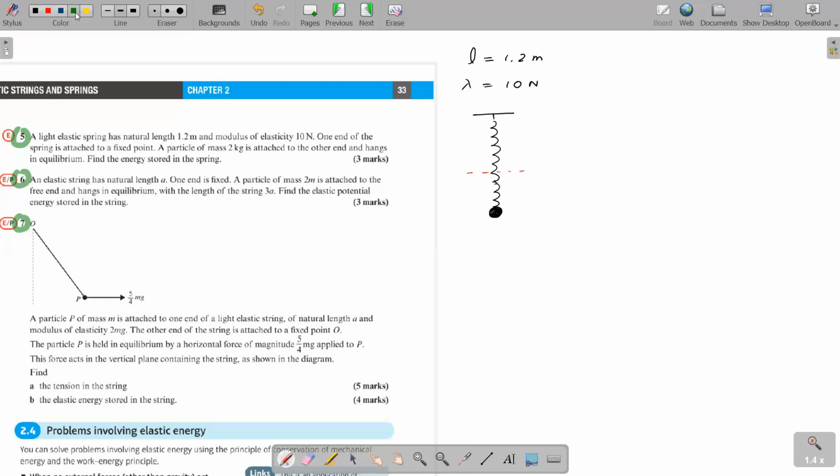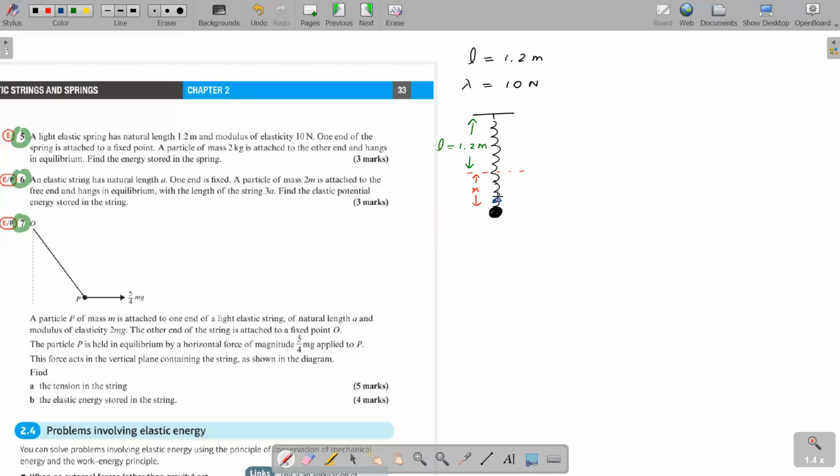So draw the diagram. Natural length is 1.2. You have to find the extension. The question here is to find the extension. So how do I get this extension? What is the principle we use to get the extension? They say the particle is in equilibrium. If the particle is in equilibrium, forces must be in balance. So what are the forces you have here?